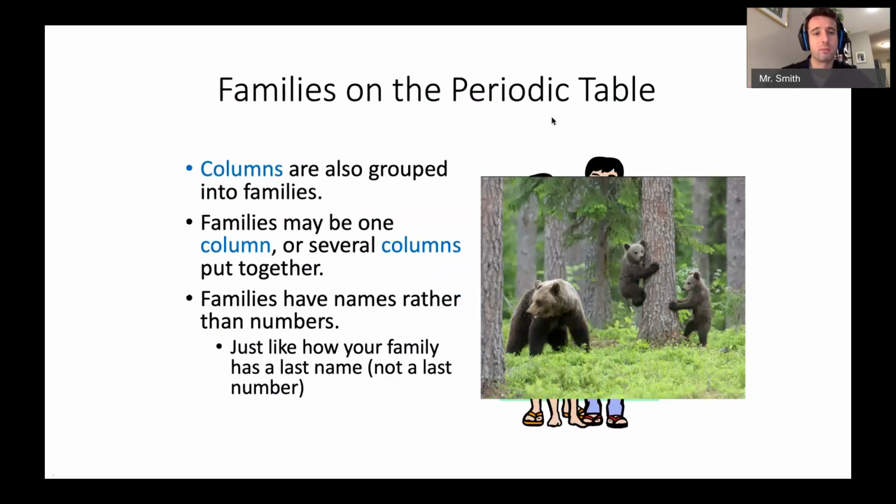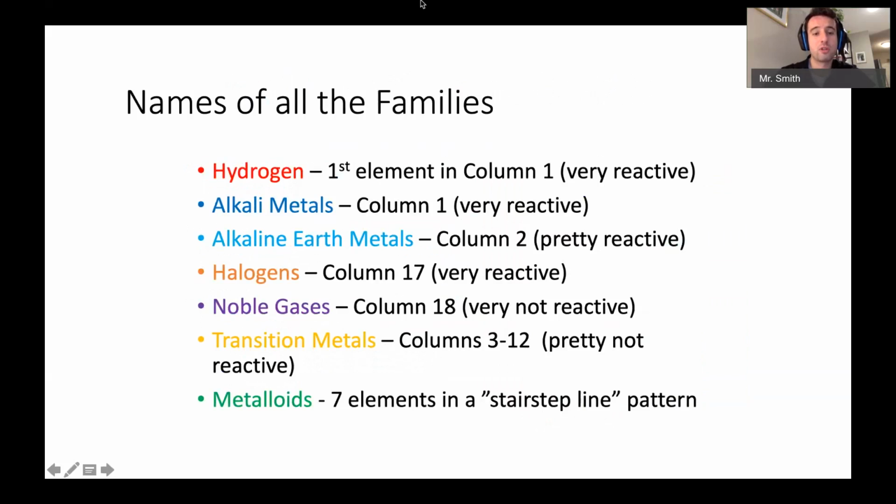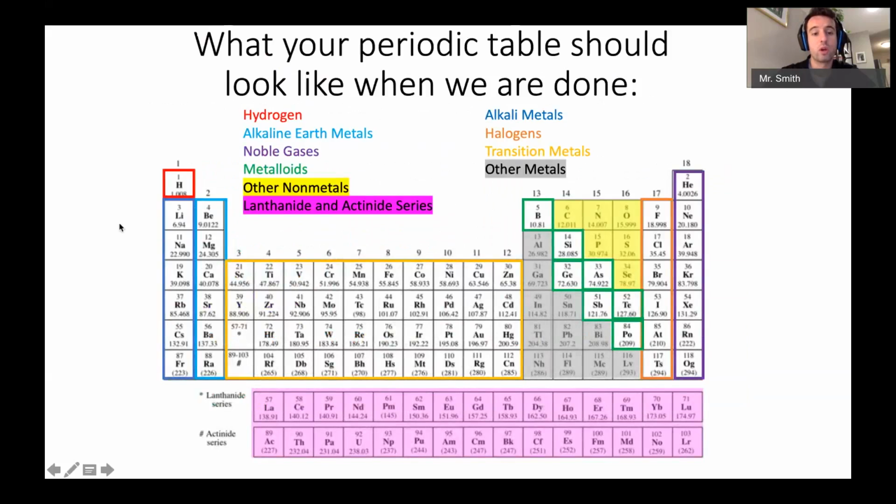So there's little element families. These are the families. You've seen them before. So we're going to go through them one at a time and show you where they are on the periodic table. This is what your periodic table should look like when we're done. So keep that in mind. Maybe you want to stop right now and color it in if you're into that. Otherwise, we're just going to go through them one at a time.